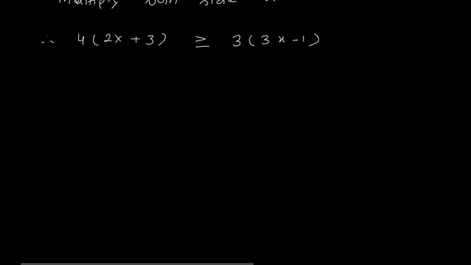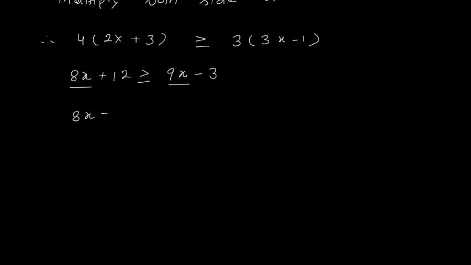Okay, so now open the bracket. We get 4 twos are 8x plus 4 threes are 12. This is greater than or equal to 3 threes are 9x minus 3. Now here we have 8x, here we have 9x. I will bring this 9x here. So I have 8x minus 9x is greater than or equal to minus 3 minus 12. So 8x minus 9x is minus x, greater than or equal to minus 15.